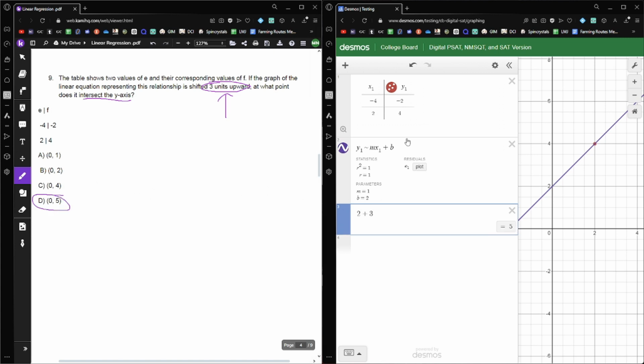We could do that, or you could just get this equation, y equals mx plus b, then you just add 3 again. Look at the y-intercept, that's 5, or just add 3. There are so many ways to do it, but regardless, the answer is (0, 5), because they want the whole point. Oh yeah, they asked for the point.